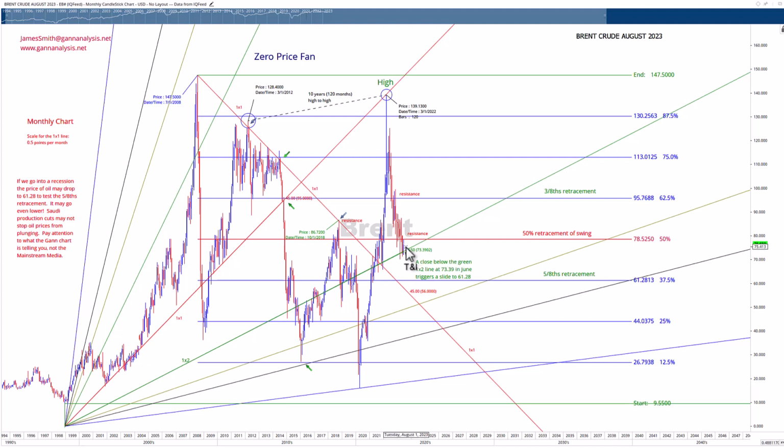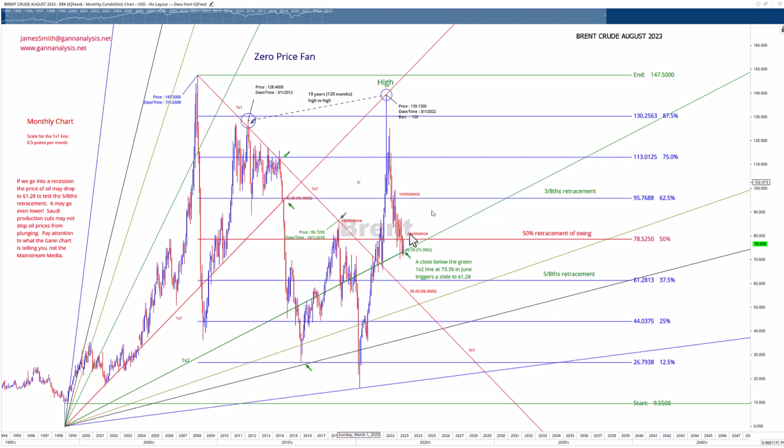If it breaks your level, hey, cover your short, because maybe it'll go up in your face. And if you're right and you think it's going to go down, fine, you made some money. But you've got to know where to cut your losses in case you're wrong.